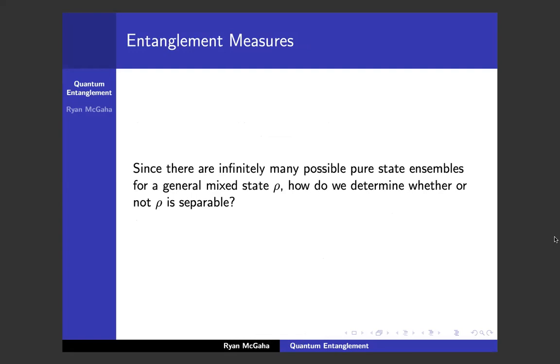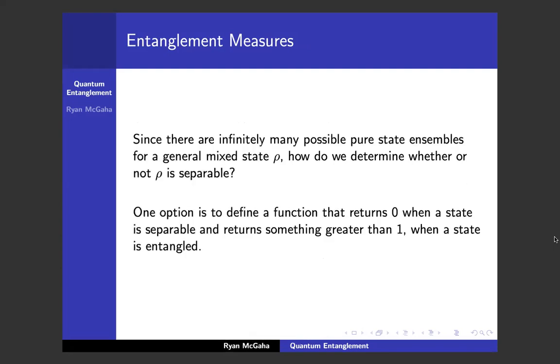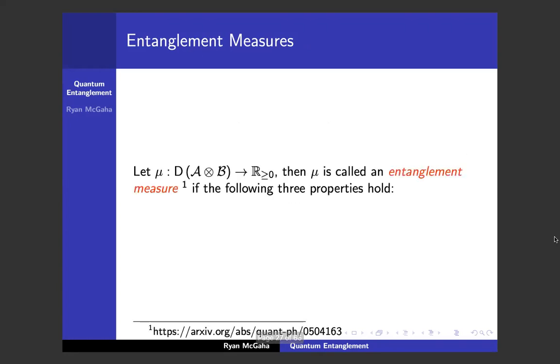Okay, so since there are infinitely many pure state ensembles for a general mixed state rho, how do we determine whether or not it's separable? Well, one idea is to define a function that returns 0 when I give it a state that is separable, and returns something greater than 0 when a state is entangled. So it returns 0 if it's separable, and something non-zero when it's entangled. And such a function is called an entanglement measure, but it has a couple more properties, which we won't discuss in much detail here.